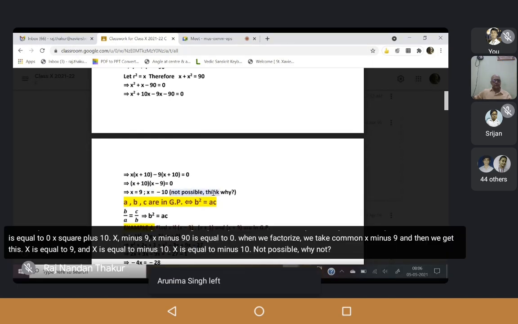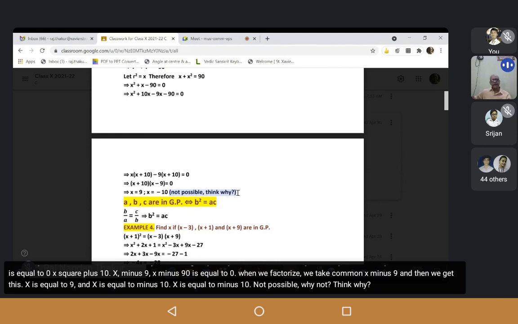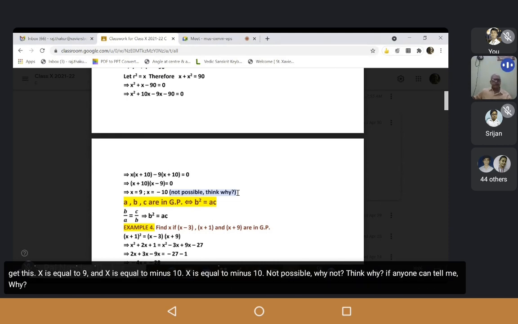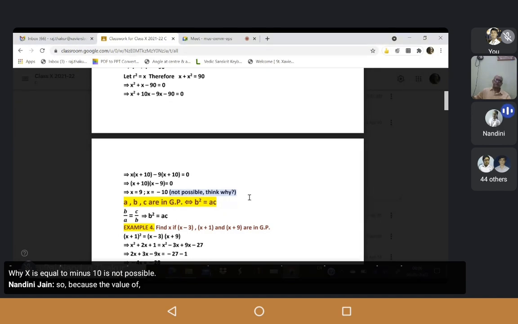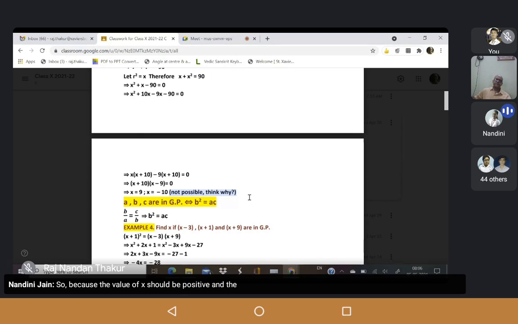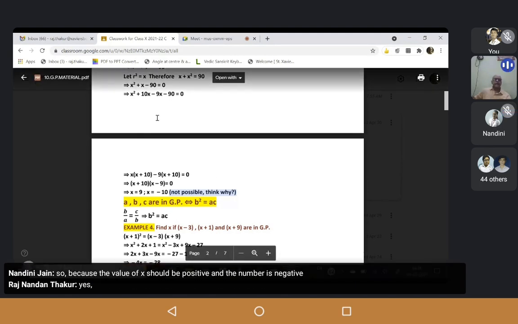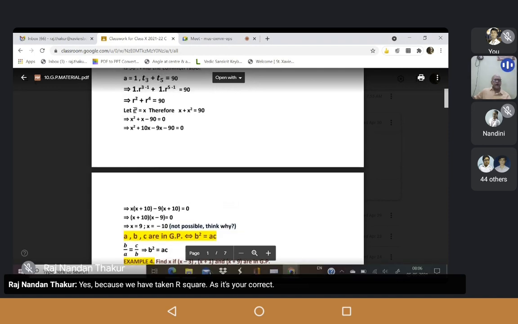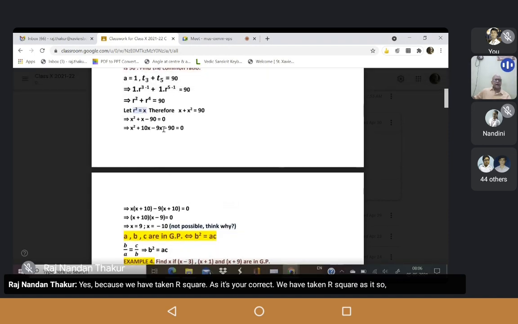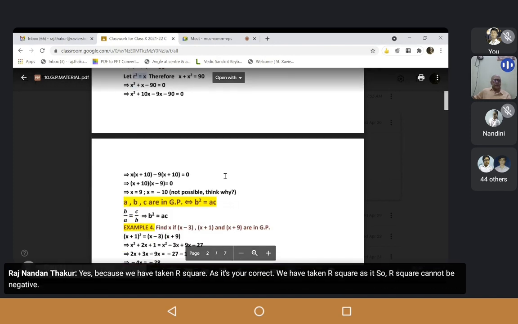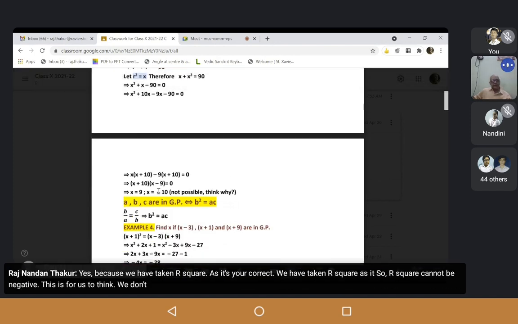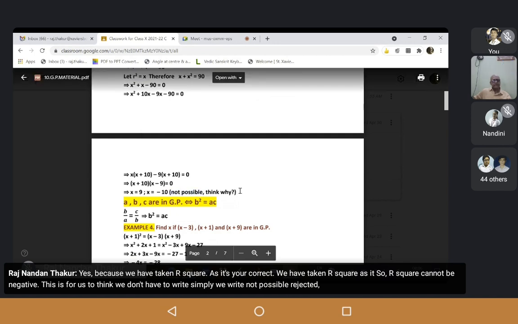Why not? Think why. If anyone can tell me why x is equal to minus 10 is not possible. Sir, because the value of x should be positive and the number is negative here. Yes, because we have taken R square as x. You are correct. We have taken R square as x, so R square cannot be negative. This is for us to think. We don't have to write. Simply we write not possible, rejected, something like that.